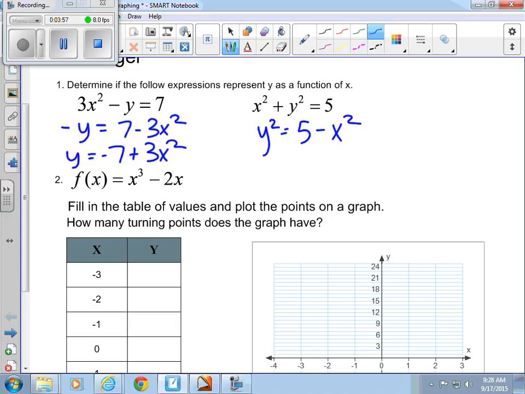And then if I did get y by itself, what happens when you square root? When you square root when you're solving an equation? Plus or minus, right? How do you type plus or minus in your calculator? You have to type two different things in, right? So go to your calculator. In y1, type the square root of 5 minus x squared. Everyone do that. In y1, type the square root of 5 minus x squared. In y2, type the negative square root of 5 minus x squared.